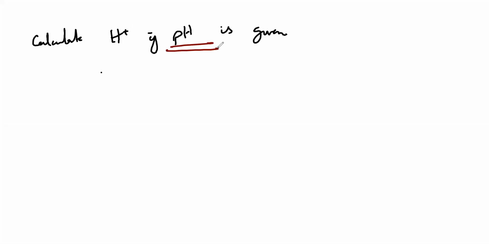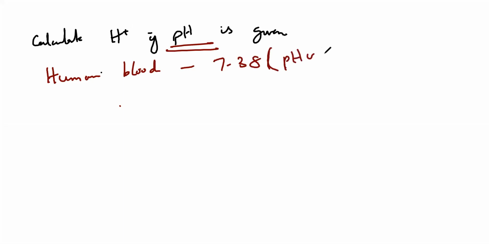So all of these things we have to calculate H plus, okay? Calculate H plus, correct? If pH is given, that's it. I have to calculate H plus. The questions are all like that only. So now the next question is H plus if pH is given. So the pH value I'll take for human blood. The pH value is 7.38. I have to calculate H plus for this question.